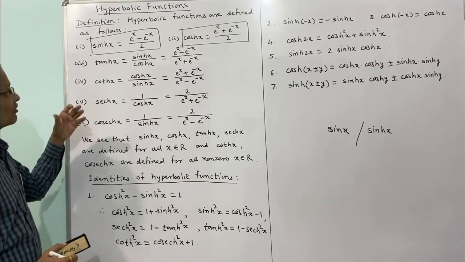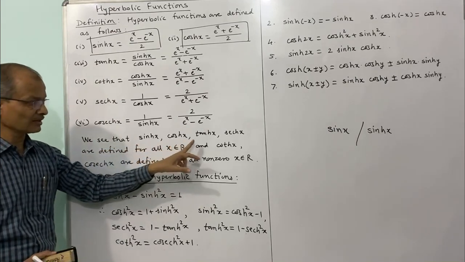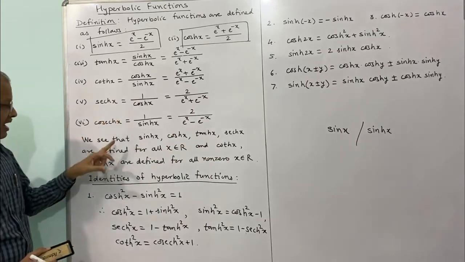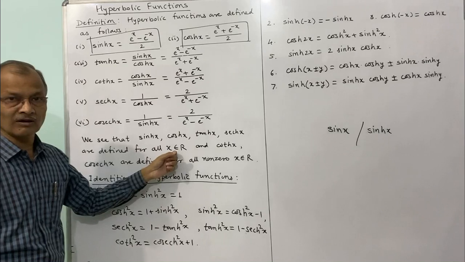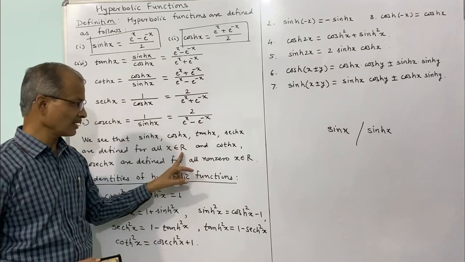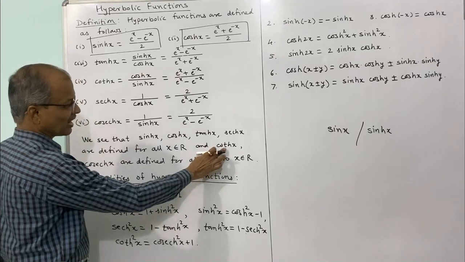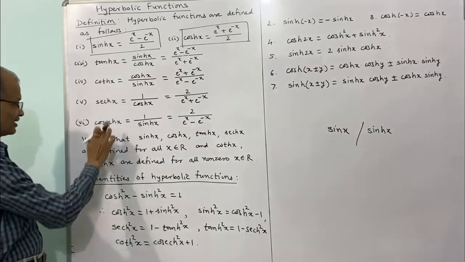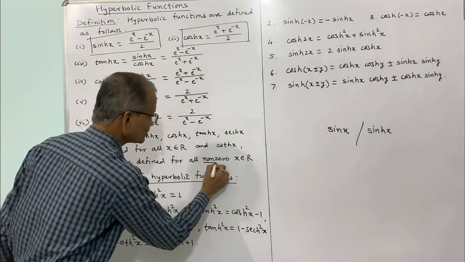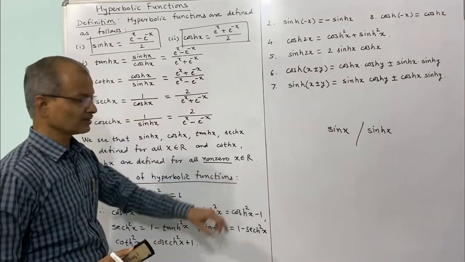And for the domain of these functions, see, hyperbolic sin x, hyperbolic cos x, hyperbolic tan x, hyperbolic sec x are defined for all real values of x. x belongs to R, where R is the real number set and x is a real number. Only these two are separate here, that is hyperbolic cot x and hyperbolic cosec x, which are defined for non-zero values of x, non-zero real numbers, x which is in R.